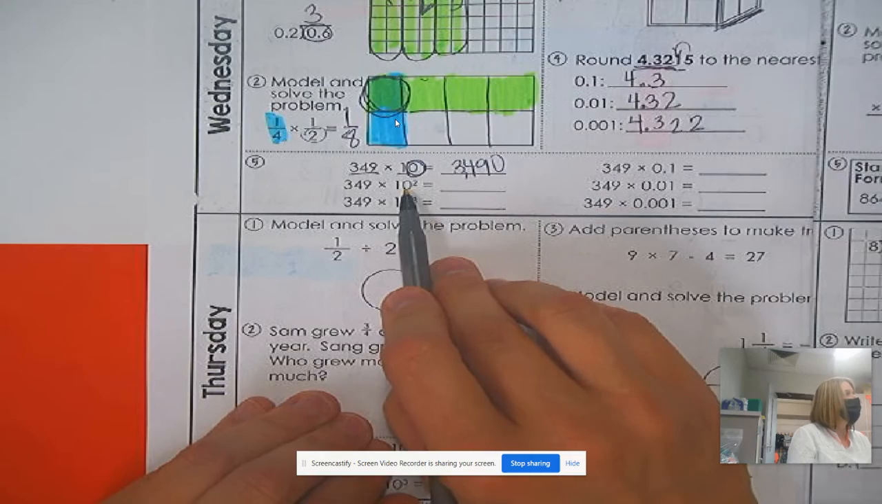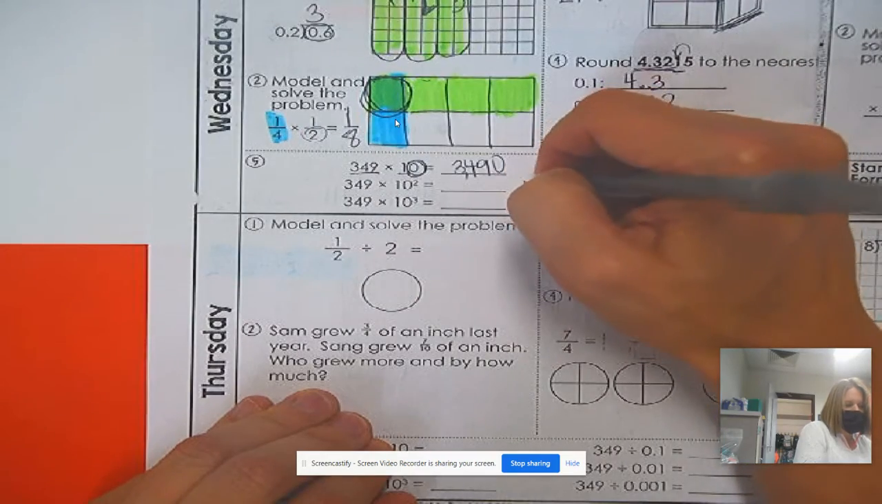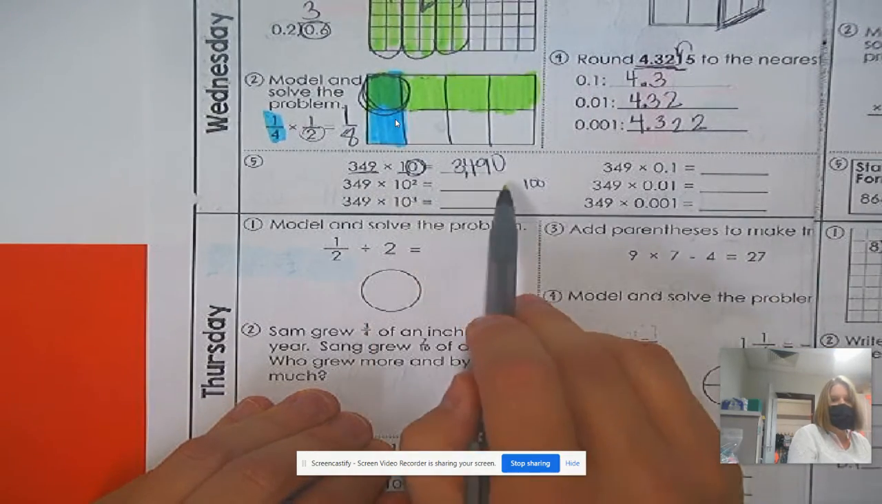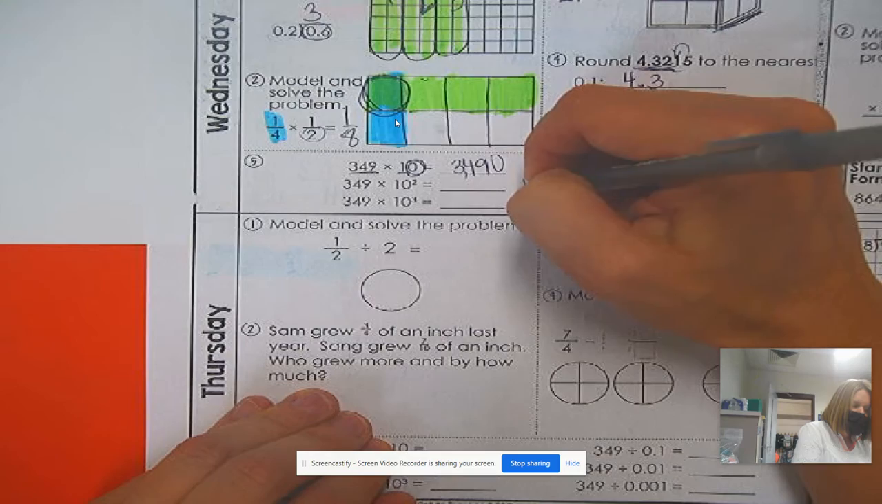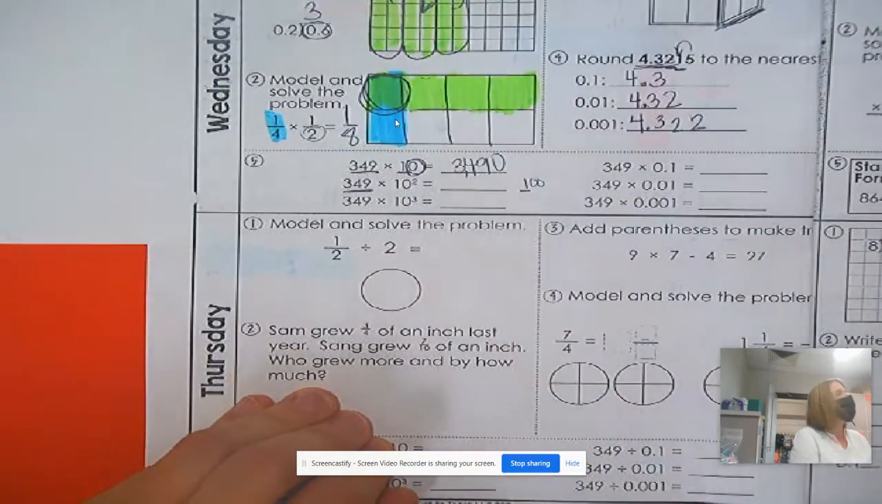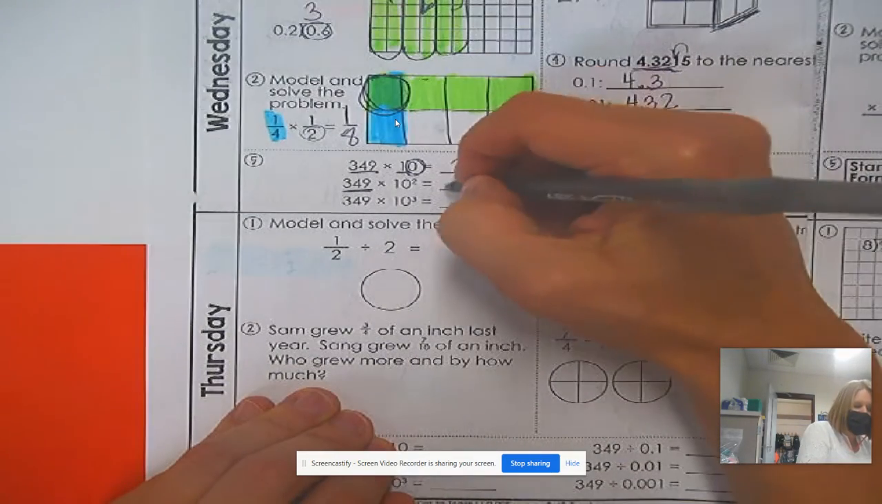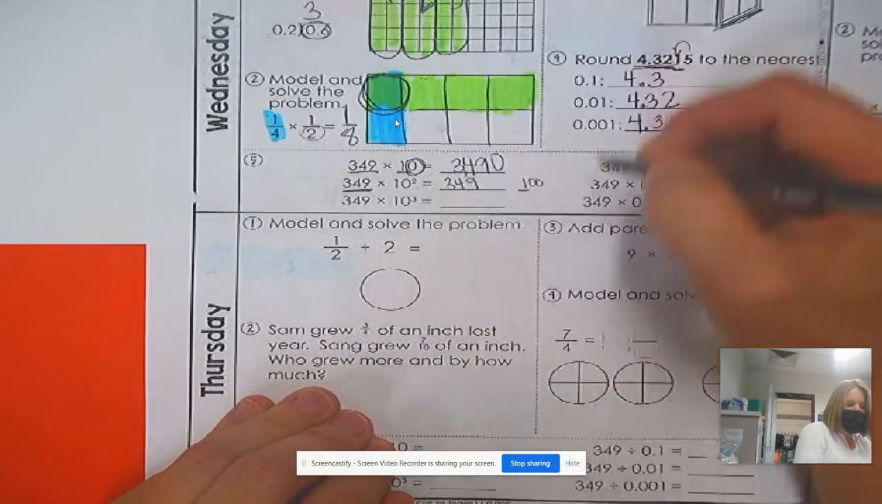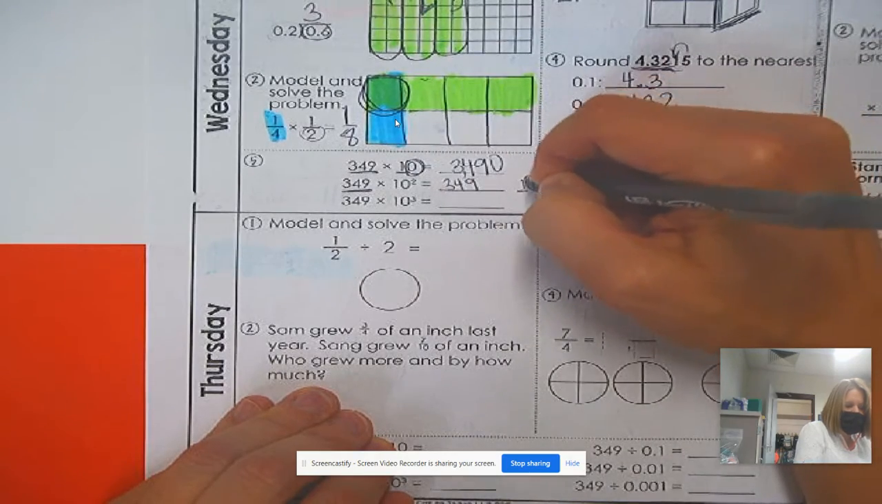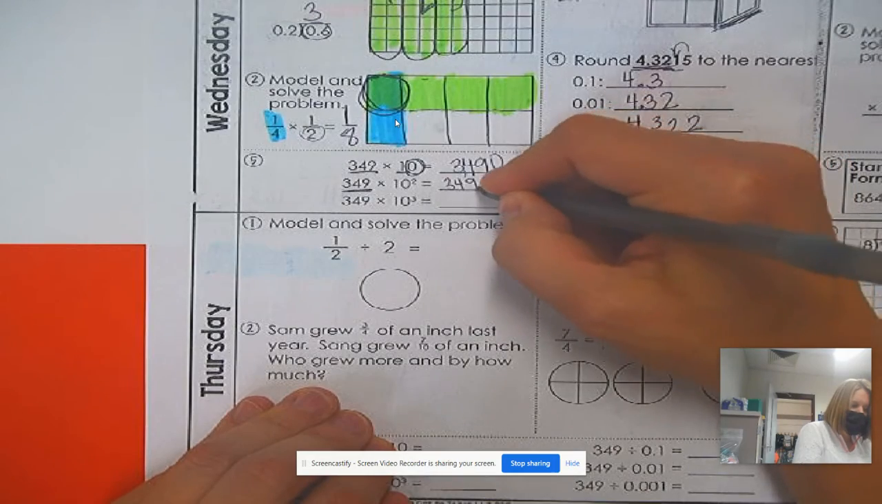What's 10 squared? And this goes off of today's lesson. What's 10 squared? 10 times 10 equals 100. So I'm doing 349 times 100. So I'm going to multiply my non-zero digits. So 349 times 1 is 349. And how many zeros am I going to annex? 2. 1, 2. 1, 2, 3, comma.